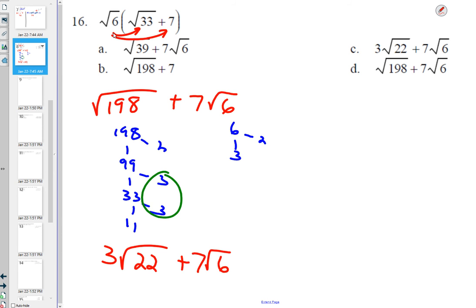I couldn't add them before, but can I add them now? No, why not? The radicals still aren't distinct.